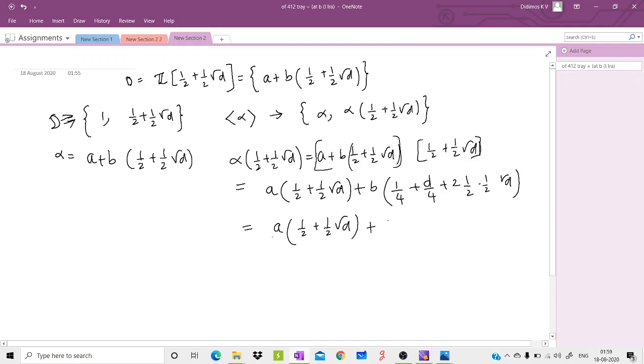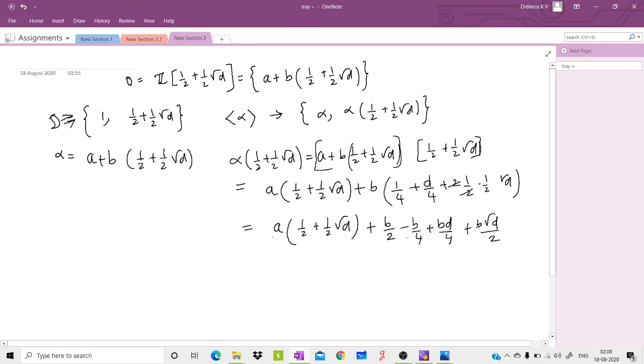So when we multiply this, you can write it as b/2 minus b/4. The first term is b/4. B/4 can be written as b/2 minus b/4 plus bd/4. This is the second term, and the last term will be, you can cancel the two, b√d/2. So this is the last term.